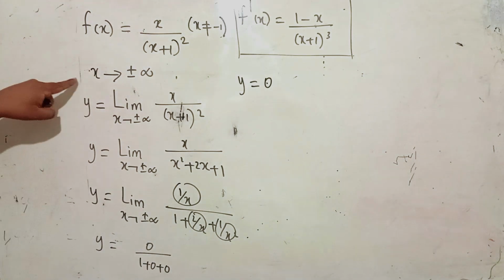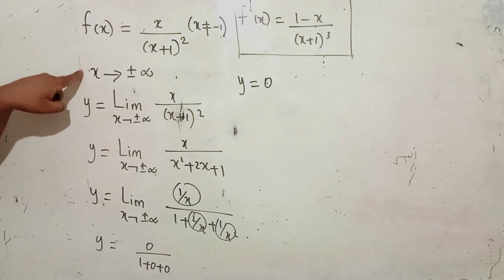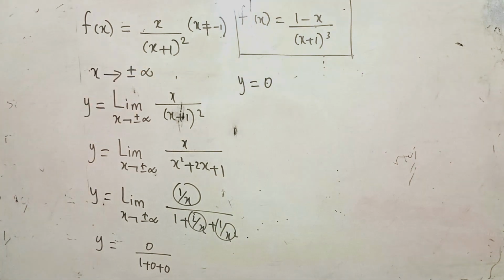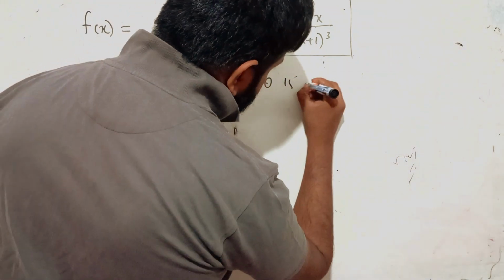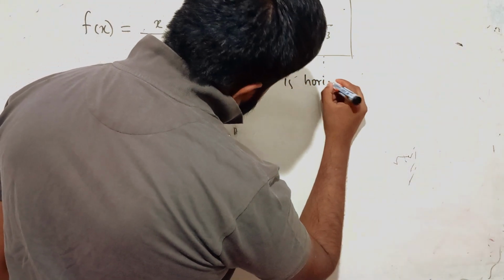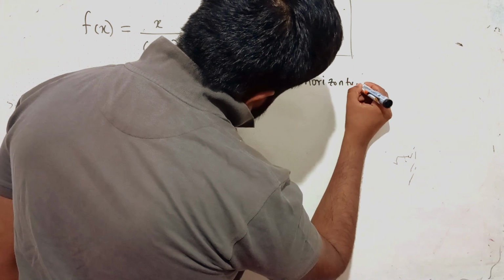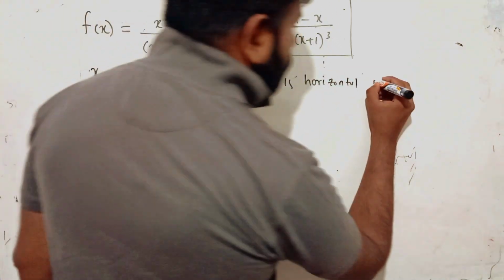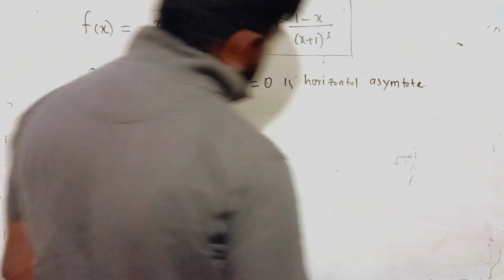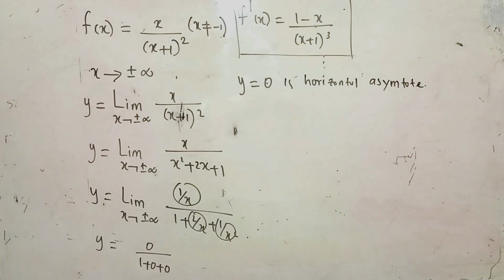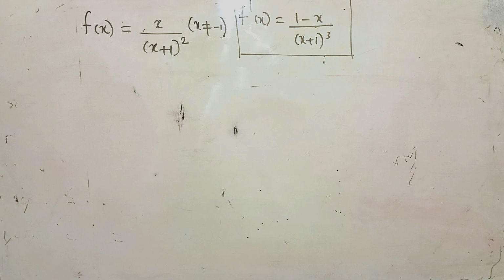Okay. So when you are substituting plus or minus infinity into this particular function, the y value you are obtaining is a finite number, that's 0. So we can say that y is equal to 0 is a horizontal asymptote. Horizontal asymptote. So we have found the horizontal asymptote.